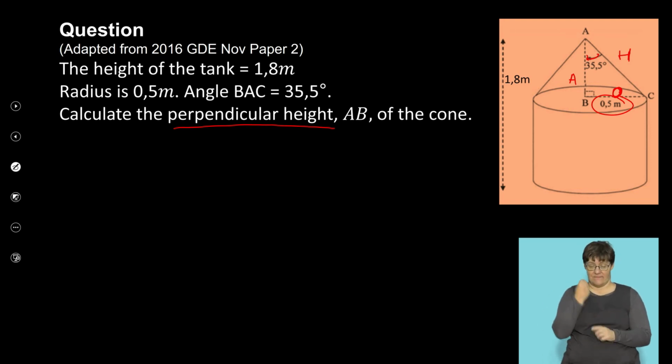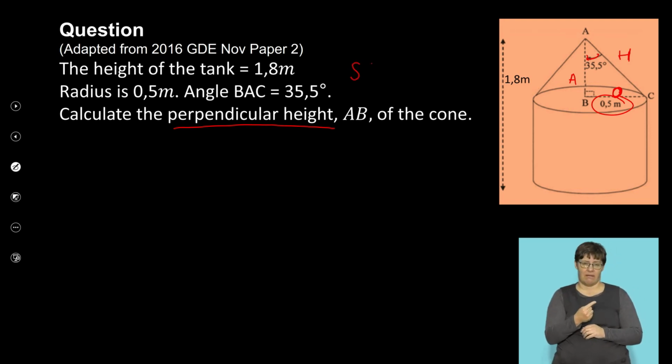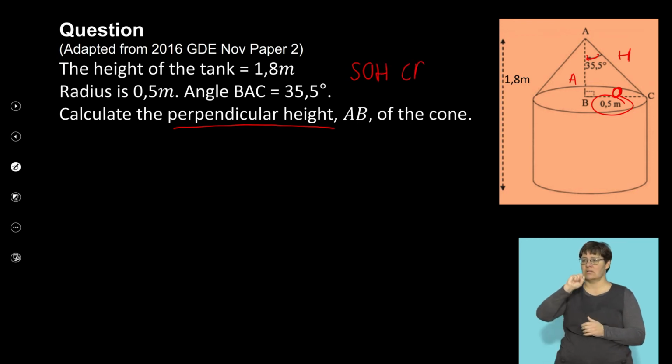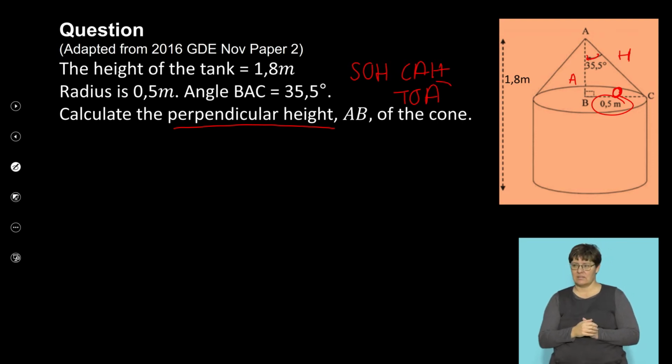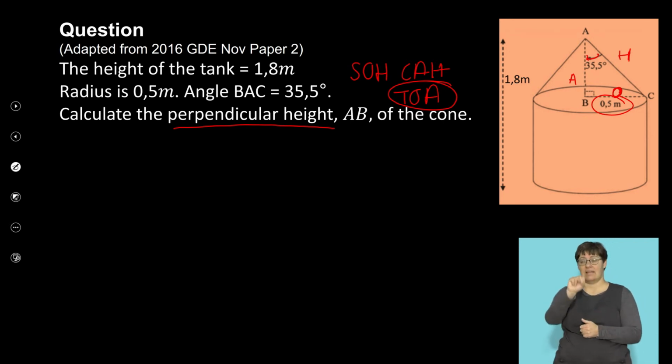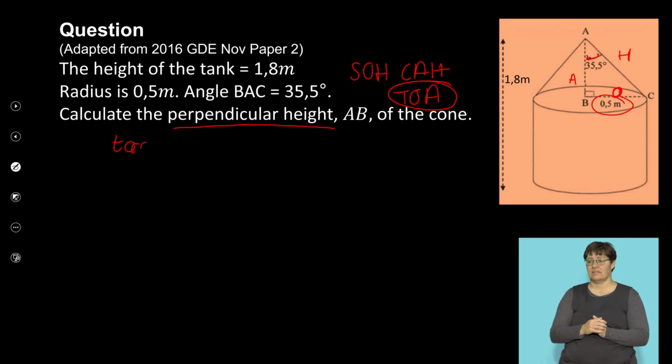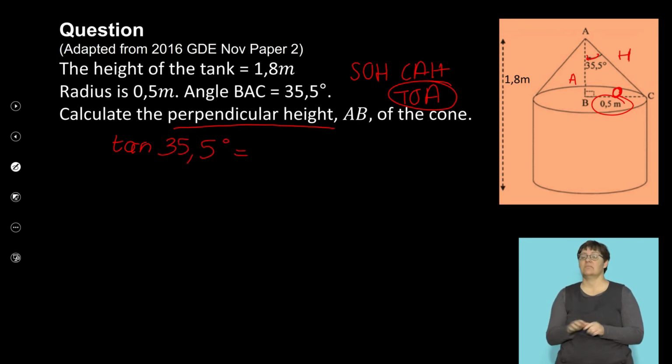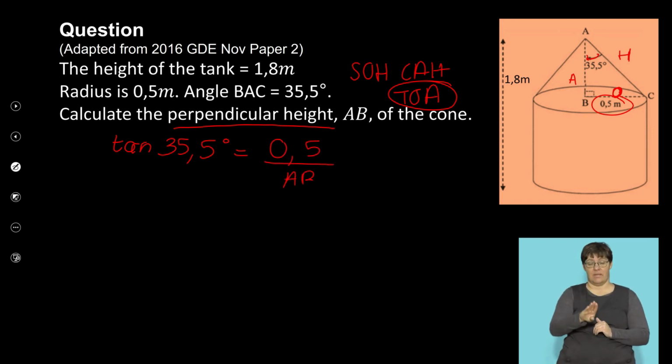If I think about my trig ratio, a lot of people say SOHCAHTOA to remember it. Different people remember it in different ways. You can do whatever your teacher has taught you. But the trig ratio that involves the opposite and the adjacent is tan. So tan 35,5 degrees will be equal to my opposite, which is 0,5, over my adjacent, which is AB.